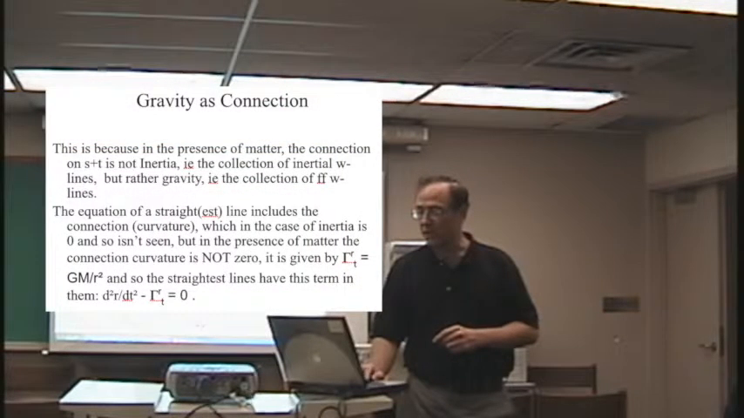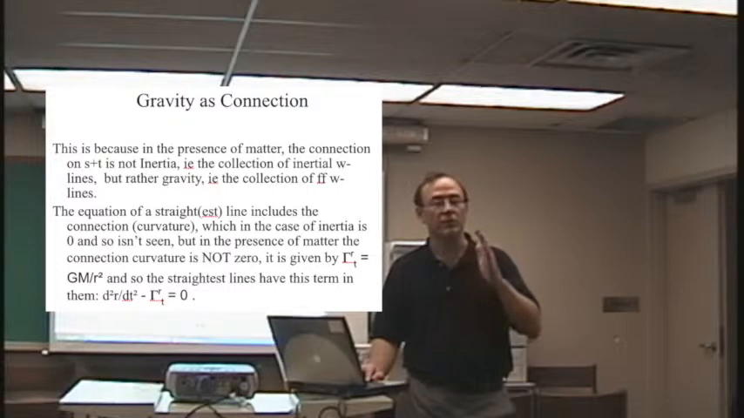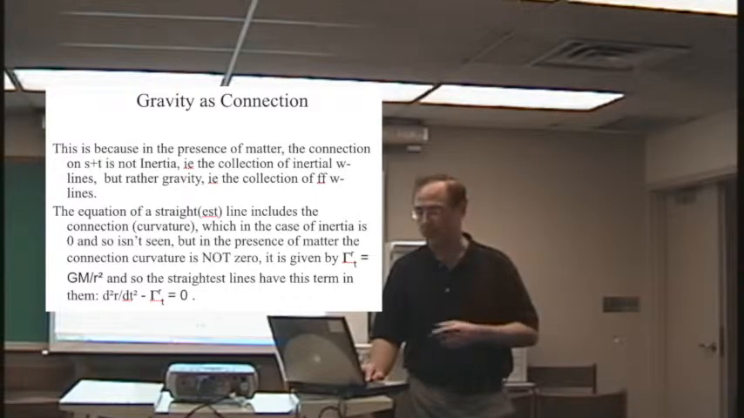This is because in the presence of matter, the connection on space plus time is not inertia, the connection being the definition of straightness. Free fall world lines are the straightest possible lines in space plus time, so they're the definition of straightness. It's called the connection. The equation of a straightest line includes the connection, which in the case of inertia is 0 and so isn't seen, but in the presence of matter, the connection curvature is not 0, it is given by this.